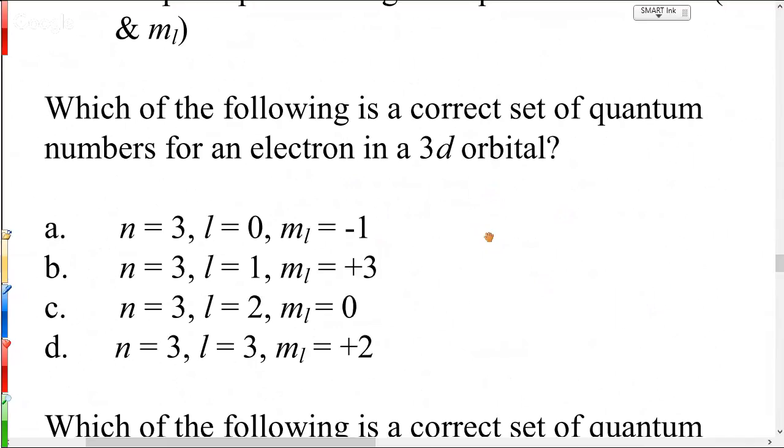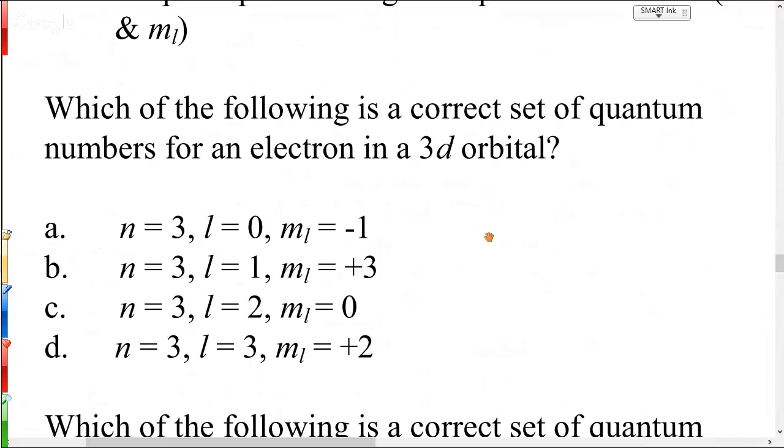So here's the type of problem for using these quantum numbers. Which of the following is a correct set of quantum numbers for an electron in a 3D orbital? So how do we figure this out? Well, first of all, what is the easiest one to determine? If you're in a 3D orbital, what's your principal quantum number? What level are you at? Which n level? You're at 3. So that's always kind of the main first one. It's always shown, it's always given. We're at the third level, n equals 3.